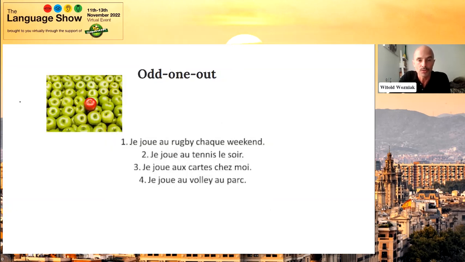For odd one out, instead of using just single words, you could also use sentences. So this is an example where you have 4 sentences and you are actually checking their understanding of more advanced structures. First of all, can they see a pattern? Do they understand the sentences? Kind of also checking understanding of more advanced structures.